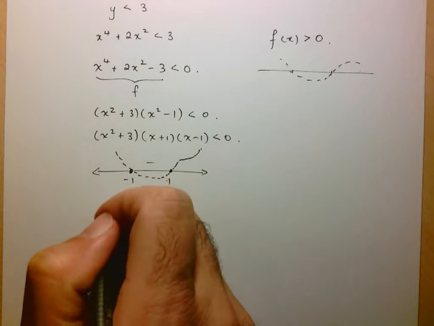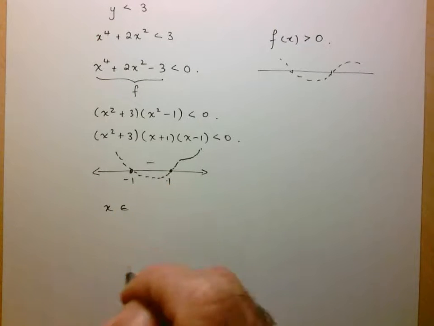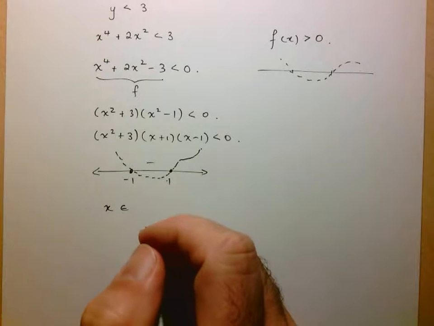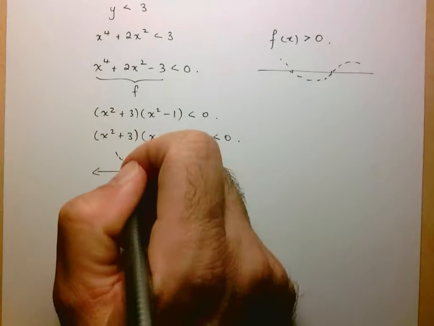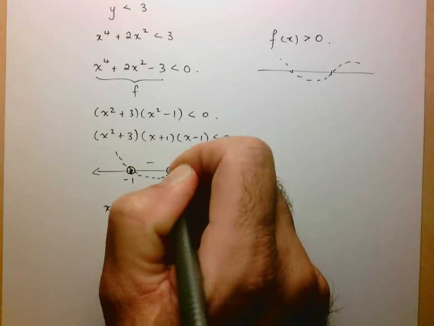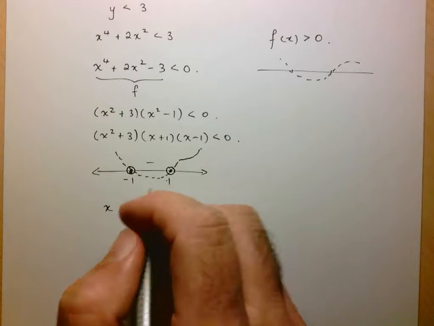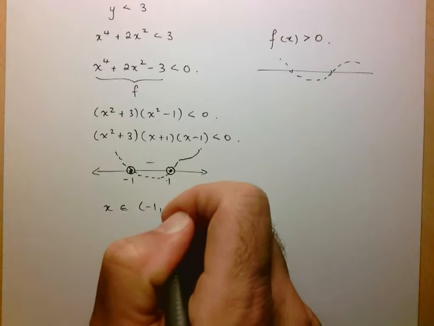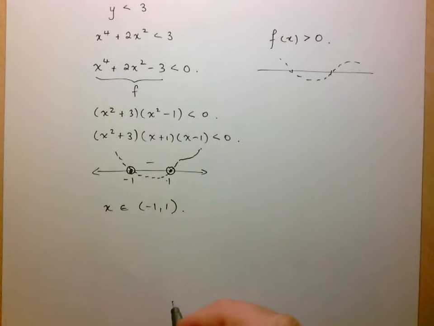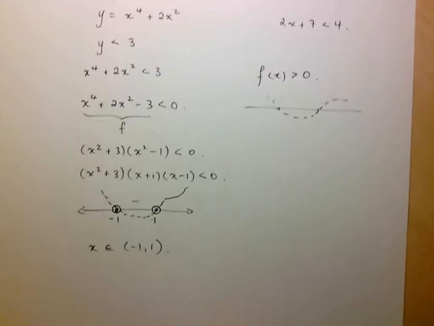And so now I can give my solution. I'm going to use interval notation. And notice here, I'm not going to be counting negative 1 and 1 because I want it to be strictly less than 0. So my answer here is just going to be from negative 1 to 1, not including the endpoints.